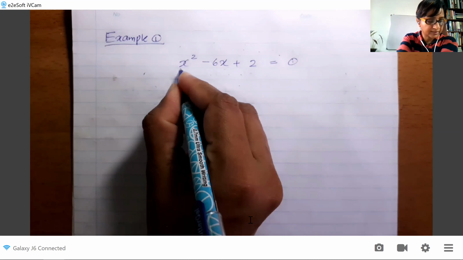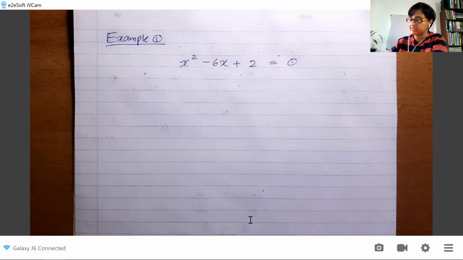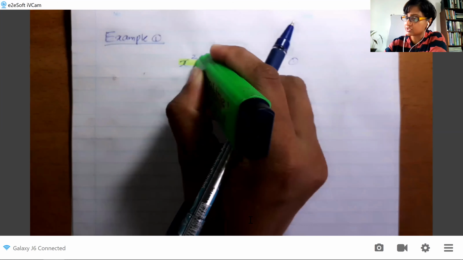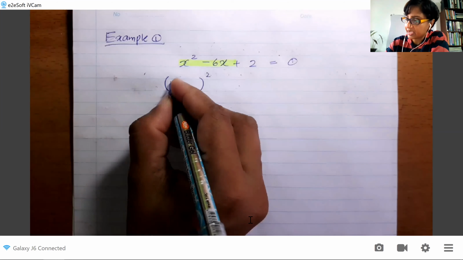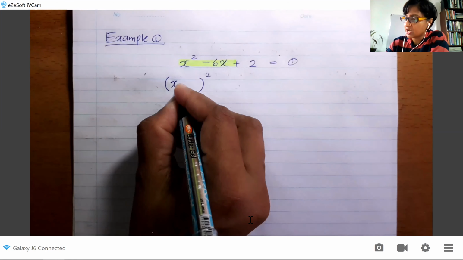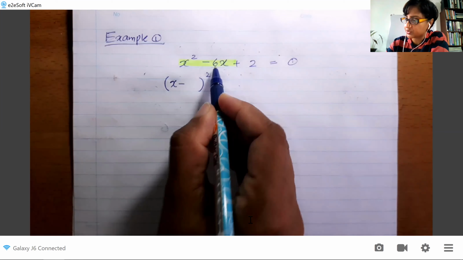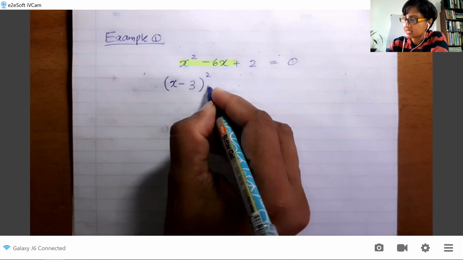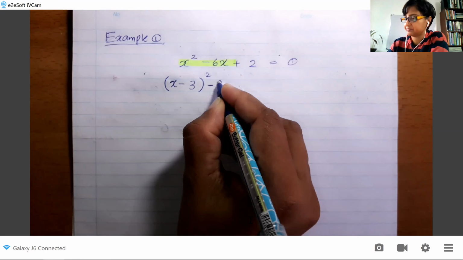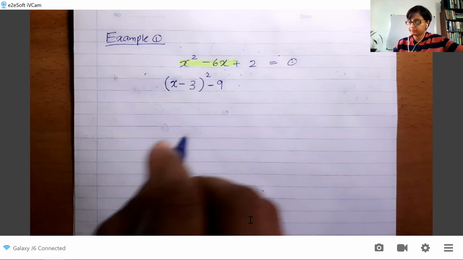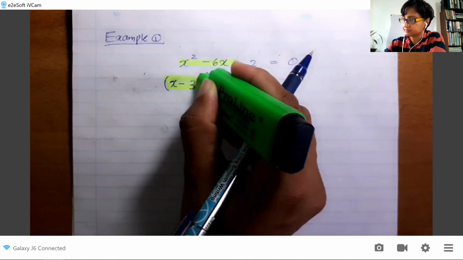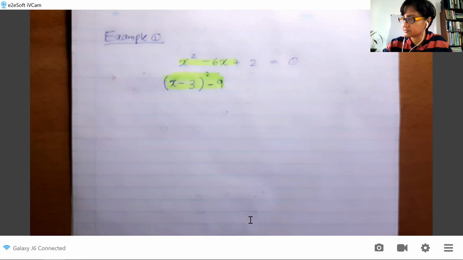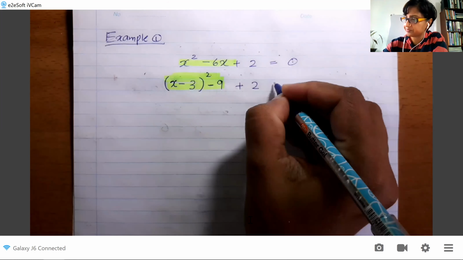You know that completing the square is done only for these two terms, right? So what do I get? Square of what? x minus half of that number, that is 3. Then I have to minus 3 squared, that is 9. Okay, so what I have highlighted here has become this now, plus 2 is equal to 0.